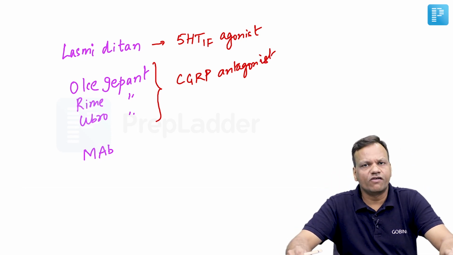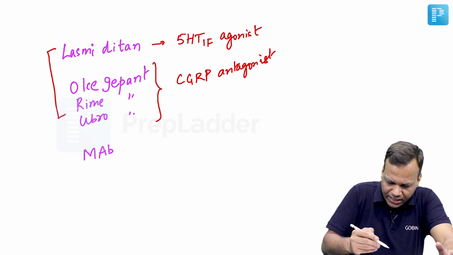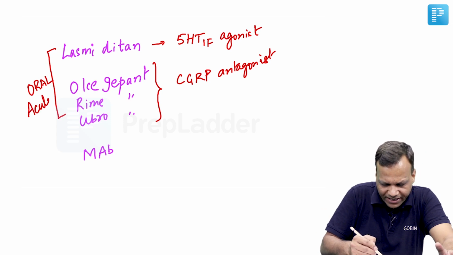Antagonists of the receptor of calcitonin gene related peptide. And both of these two groups are given orally and they are used for acute attack of migraine.